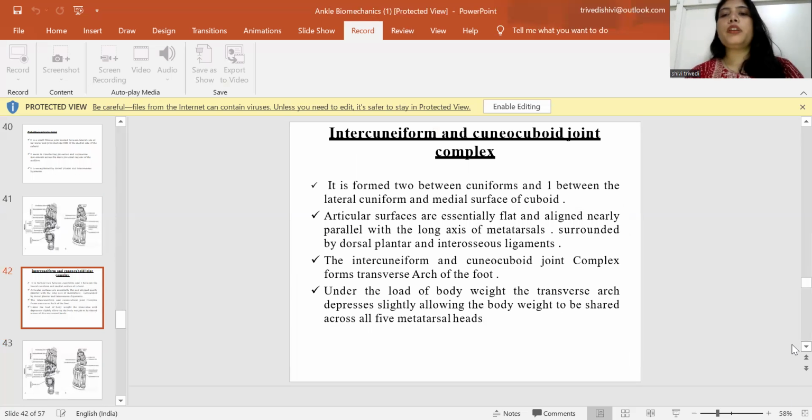Now, intercuneiform and cuneo-cuboid joint complex. It is formed by two joints between cuneiforms and one between the lateral cuneiform and medial surface of the cuboid. The articular surfaces are essentially flat and aligned nearly parallel with the long axis of the metatarsals, surrounded by dorsal, plantar and interosseous ligaments. The intercuneiform and cuneo-cuboid joint complex forms the transverse arch of the foot. Under the load of body weight, the transverse arch depresses slightly, allowing the body weight to be shared across all five metatarsal heads.